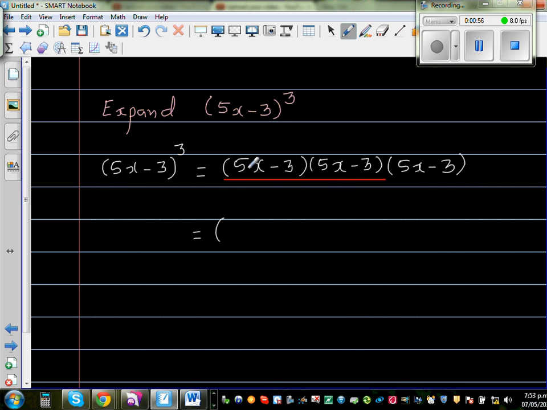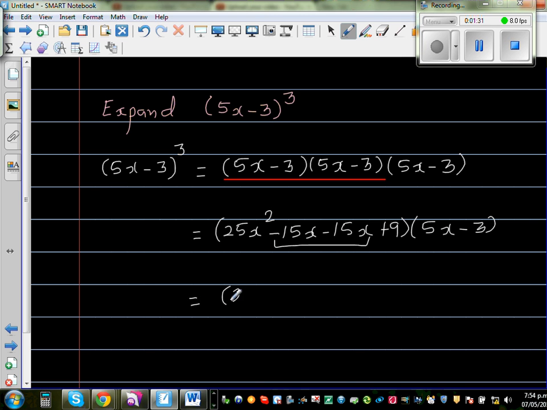So 5x times 5x is 25x squared. Okay, so 5x times minus 3 is, so let me write that. This is minus 15x. And minus 3 times 5x is, again, minus 15x. And negative 3 times negative 3 is plus 9. Okay, so this is 5x minus 3. We need to do one more step before we move on. So we need to simplify this too before we expand further.